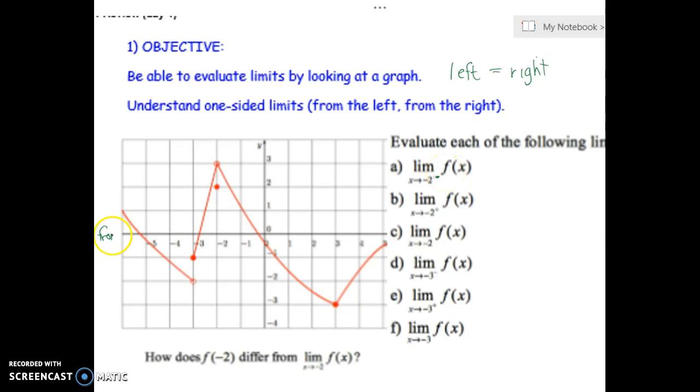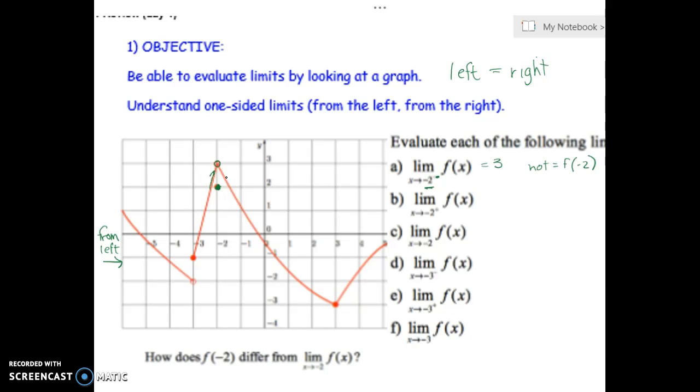So over here is from the left, meaning we're starting out at negative infinity, going towards negative 2. When we come in towards negative 2 from the left, you're coming in right up here. So the y value that we're approaching is 3. Note that it's not equal to what f of negative 2 is, because f of negative 2 is that point right there. That's not what we're looking for.